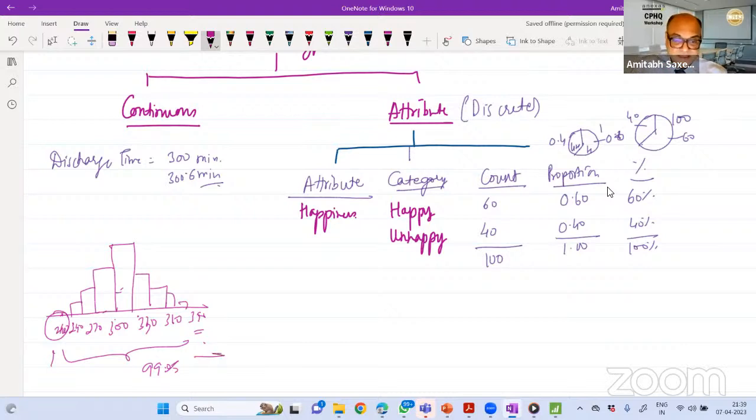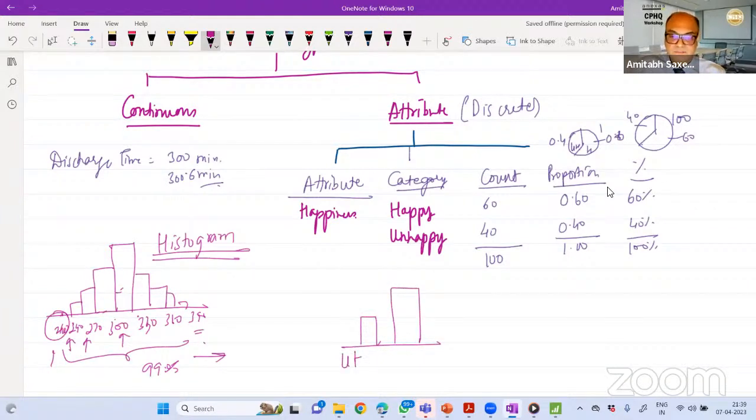Please remember, this x-axis is not a time, not a timeline. It's not that 240s are appearing first and 270s appearing next. No, it is not like that. So histogram is one way of representing continuous data. But when we represent attribute data, I cannot use a histogram there. I can use a bar chart or a pie chart.